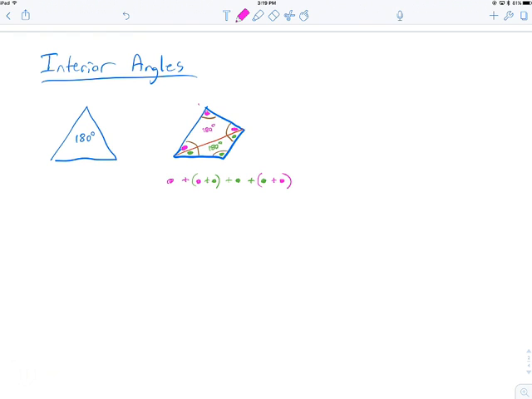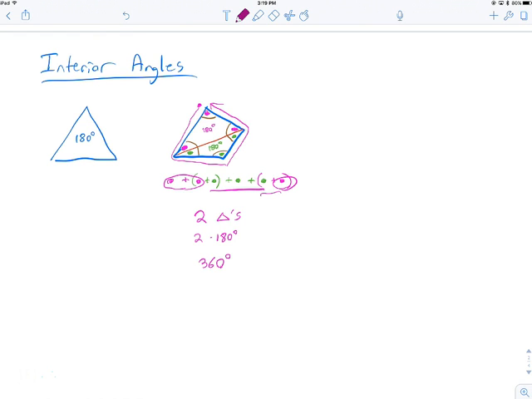So I started at this corner here. I said that's a pink, plus a pink and a green, plus a green, that's this one, plus a pink and a green, that's this last one, and I get back to the beginning. So those are my four angles, but look at what I've added up. I've added up my three pinks, and I've added up my three greens. So really, I just have two triangles, or 2 times 180 degrees, 360 degrees.